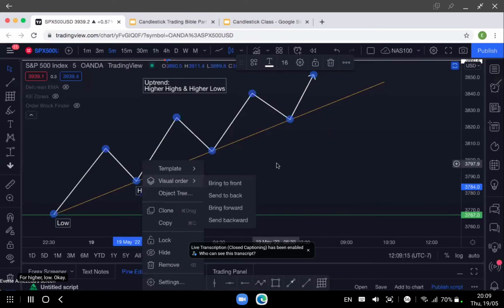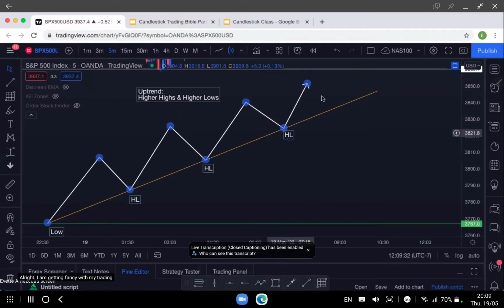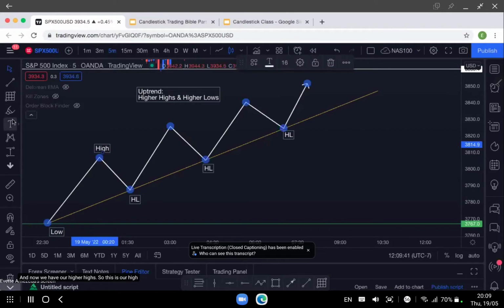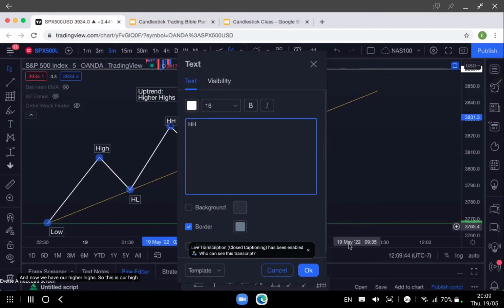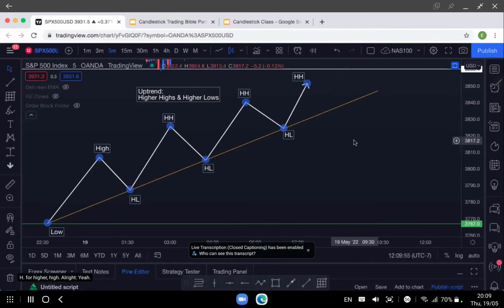Let's see. All right. Oh, okay. I'm trying this out. Hey, I'm getting fancy with my TradingView. All right. And now we have our higher highs. So this is our high. HH for higher high. All right. That is what it is.